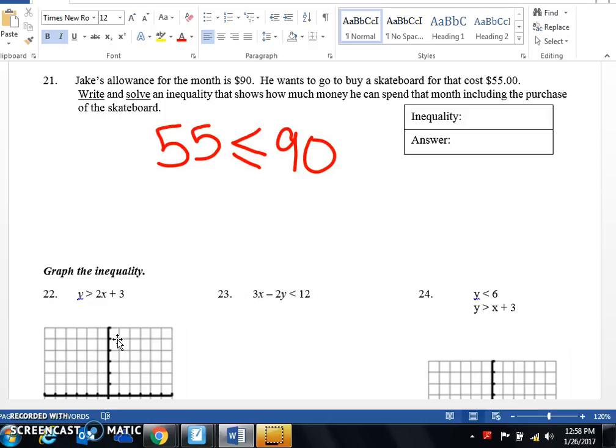Okay, so the variable, you can use whatever letter you want. I want to use an S, Miss Beck. Okay, well, you do you. I'm going to use X because that's easy.